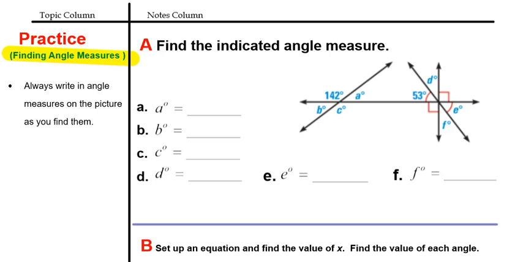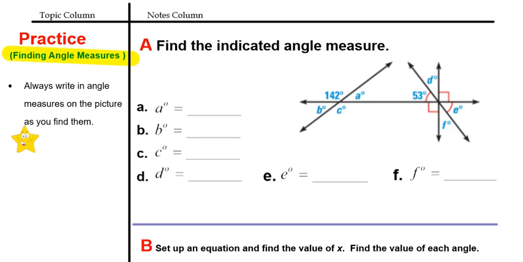All right, this last set of practice problems, we're going to be finding some angle measures and then setting up some equations. Right here I have a little hint for you. It says write an angle measure on the picture as you find them. So in this example, notice that we're going to be finding lots of angles here, and as we find something, make sure that we write it on the picture, and then we can fill in our answers.